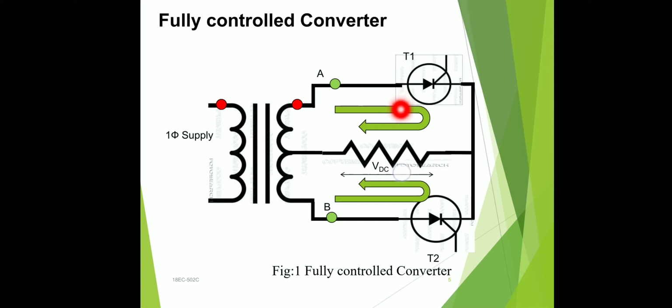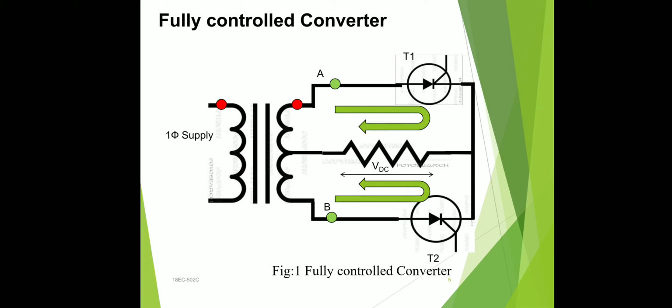That time delay is called the firing angle or delay angle. After this firing angle, the device is in the on state, fully conducting mode. That means whatever the input voltage applied at the primary of the transformer, that will appear at the output, the voltage across the resistor, VDC.